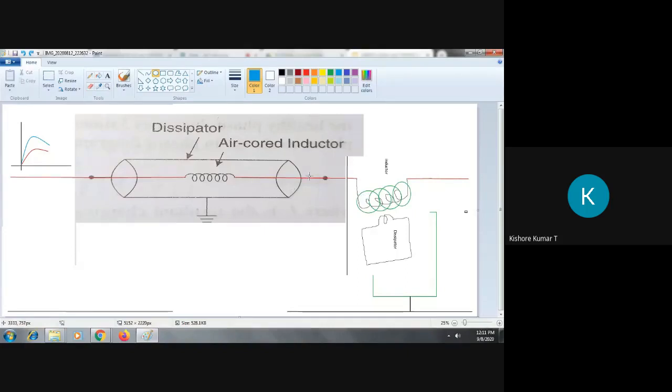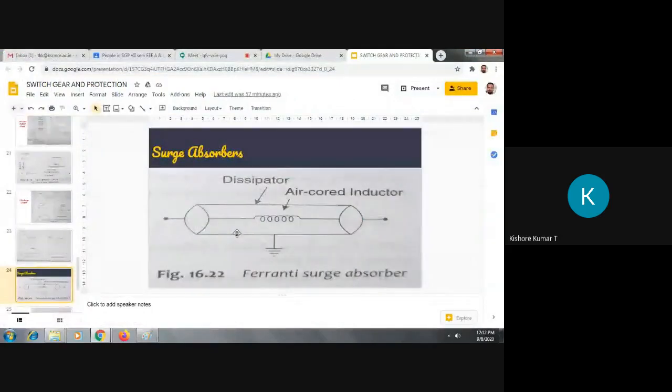Whenever there is a rise in potential, the field effect will increase. The field set up by the inductor induces an EMF in the dissipator, due to which energy will get dissipated. Since it is short circuited, the energy is dissipated as ohmic loss. So this is about a surge absorber. A surge absorber is going to absorb the amount of surge which is generated in the system.